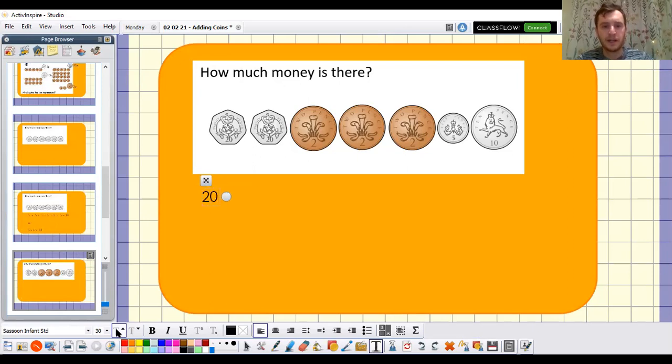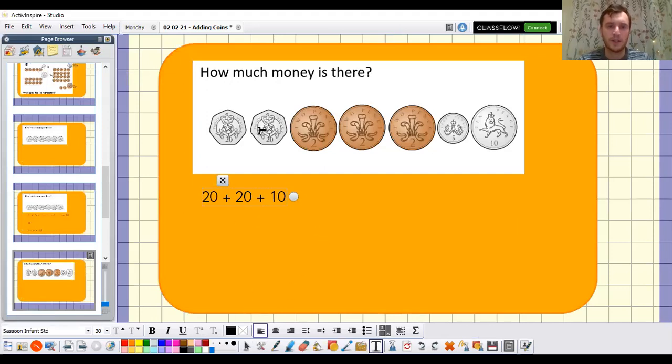Now, I would start by adding the 2 20-pence coins, 20 plus 20. And I'm going to try and remember that in my head. That's 40 pence so far. Now, I'm not actually going to do the 2-pence coins yet. I'm going to jump ahead to the 10 pence. So 20 plus 20 plus 10.